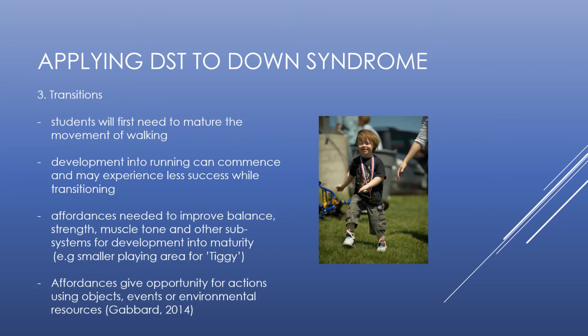When transitioning, the students will first need to mature the movement of walking. This is a fundamental movement which will develop into the skill of running. For this to occur, the student will need affordances and resources which will help the subsystems to develop and aid in maturing these skills, such as balance, strength, and muscle tone.